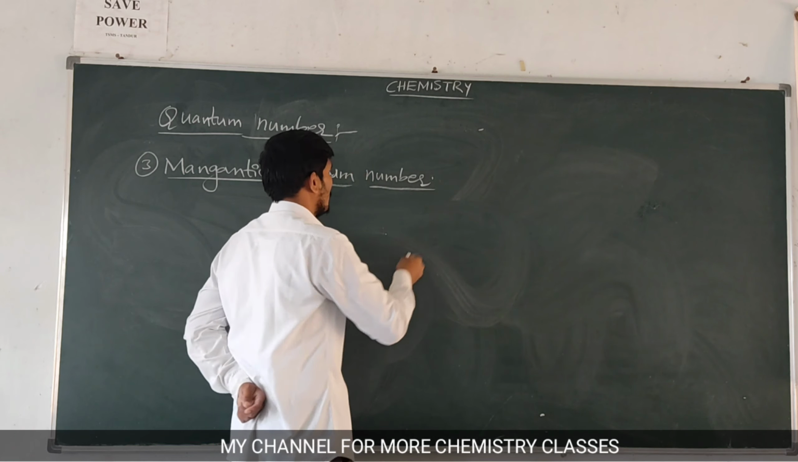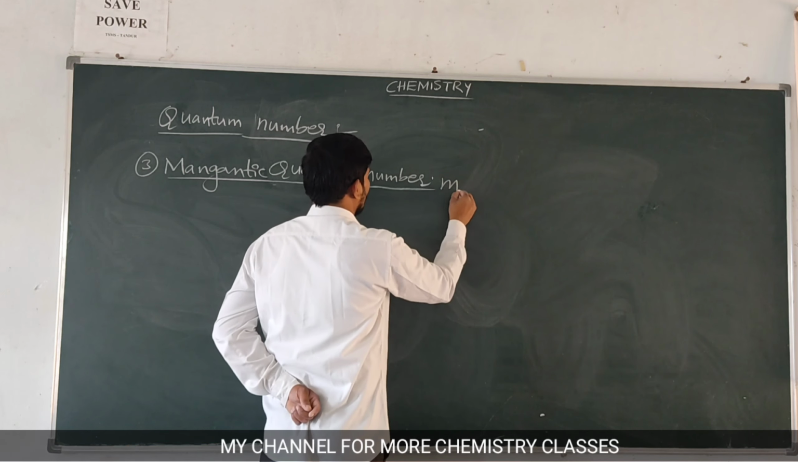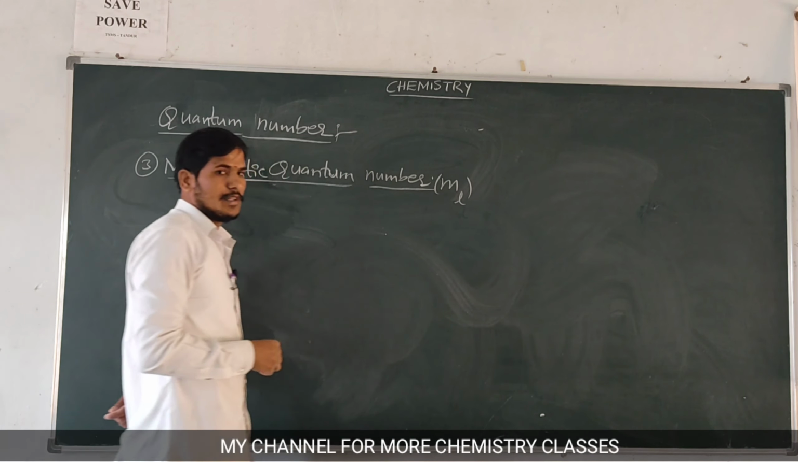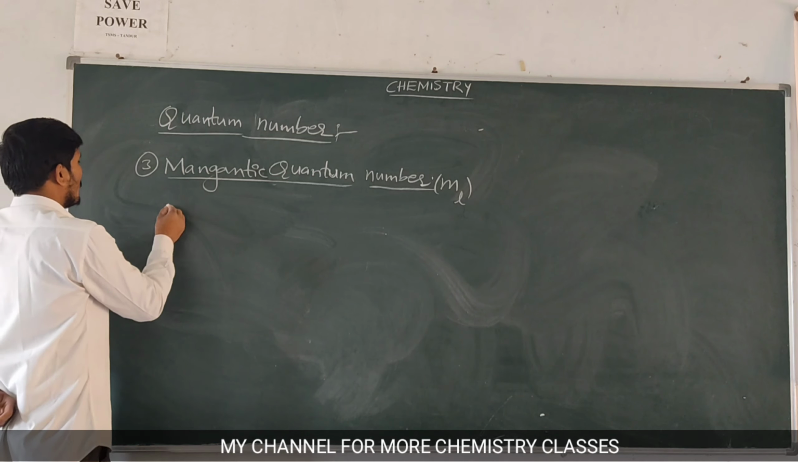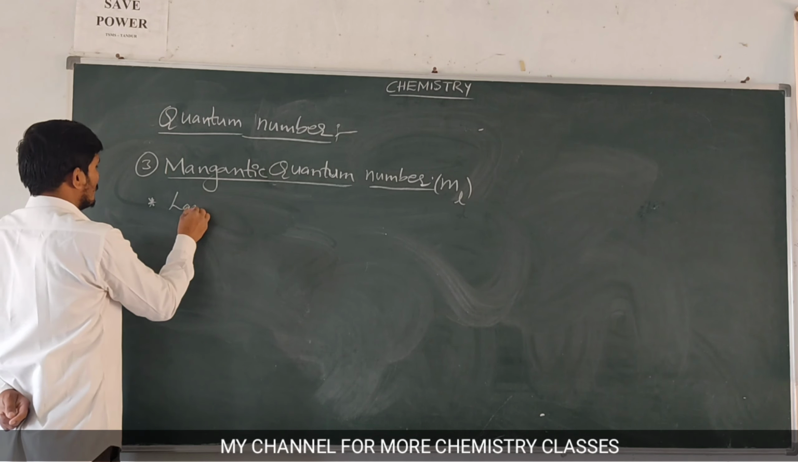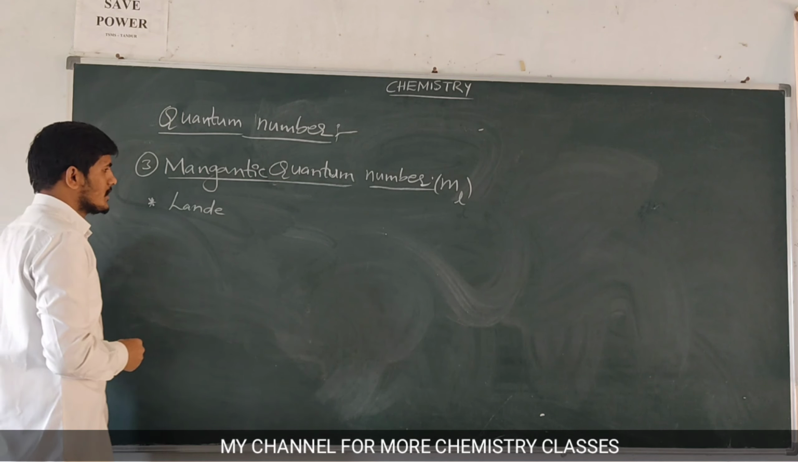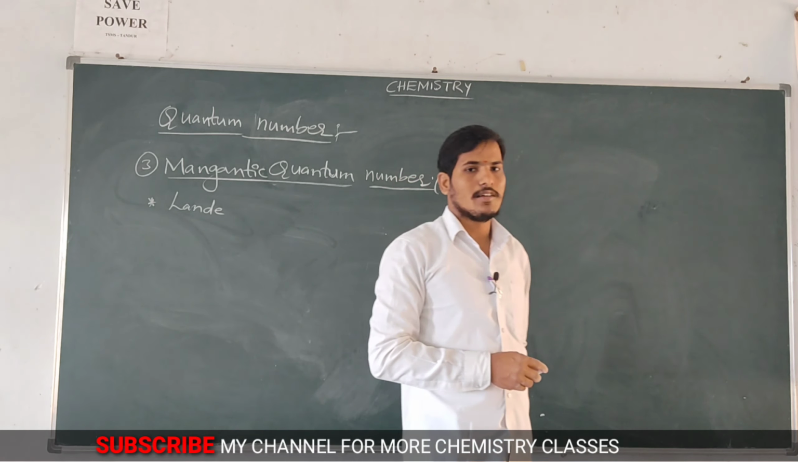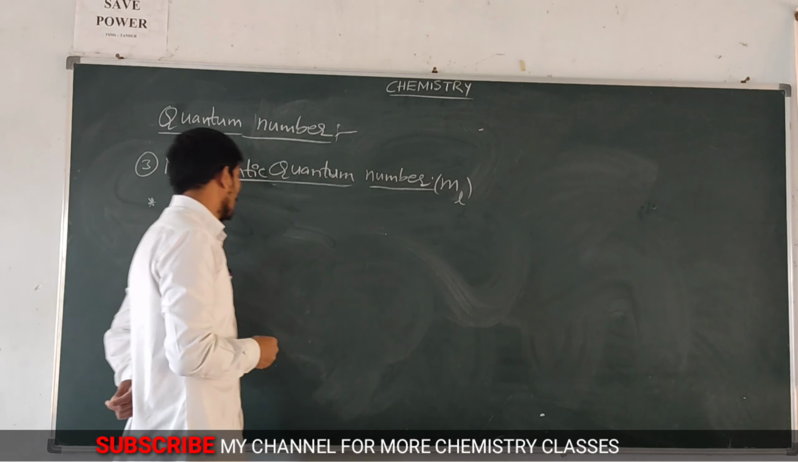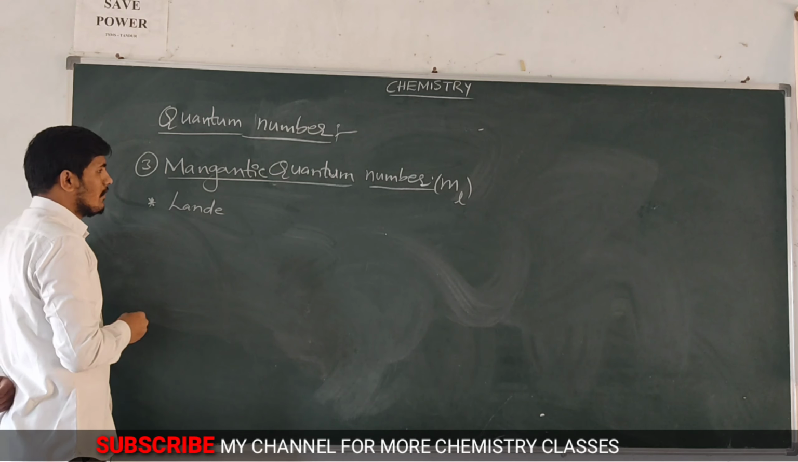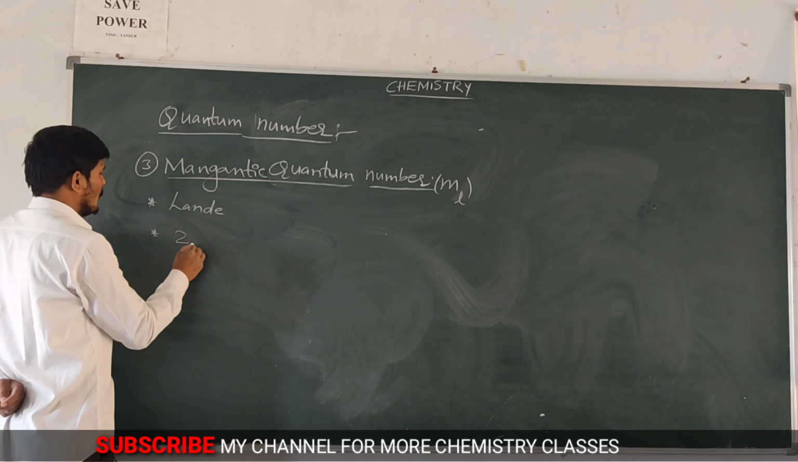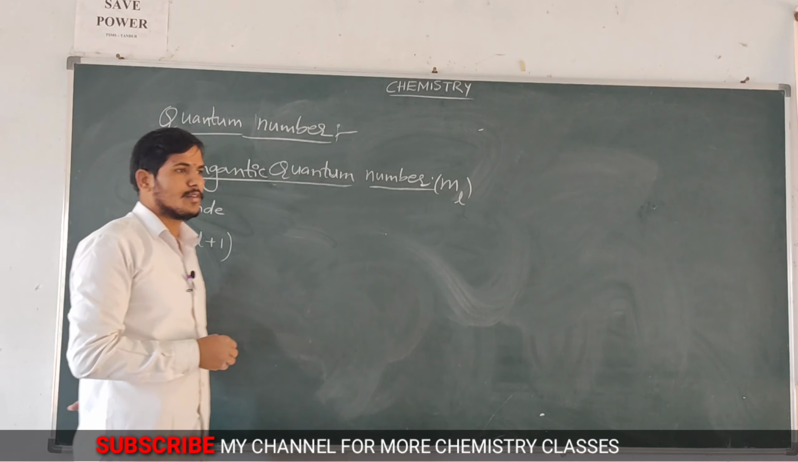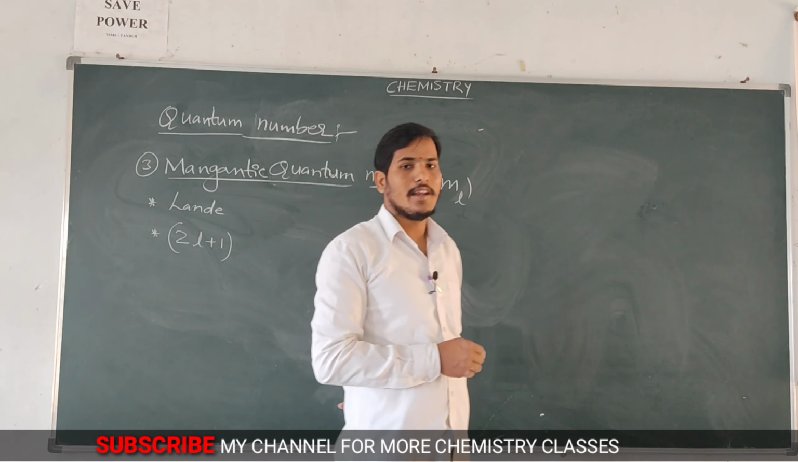This magnetic quantum number is denoted with a small m with subscript l. It was proposed by Landé, and it gives the information about where the electrons are present in an atom. In this magnetic quantum number, we can use the 2L plus 1 formula. By using this formula, we can find out how many orbitals are present in an atom.